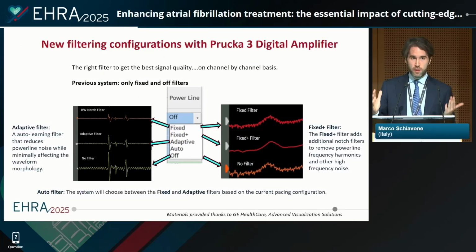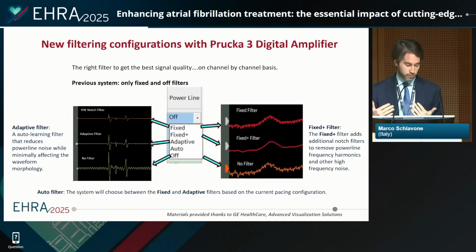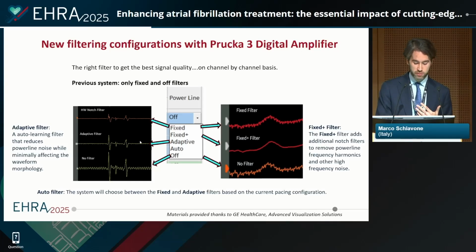Therefore, the instruments that you may have in your hands here are the new instruments, at least: the adaptive filter, the fixed plus filter, and the auto filter. Basically, on the left, we have an example of how the adaptive filter works. The adaptive filter works with an auto-learning algorithm, basically reducing power line noises and minimally affecting the waveform morphology. We have an example here on the left.